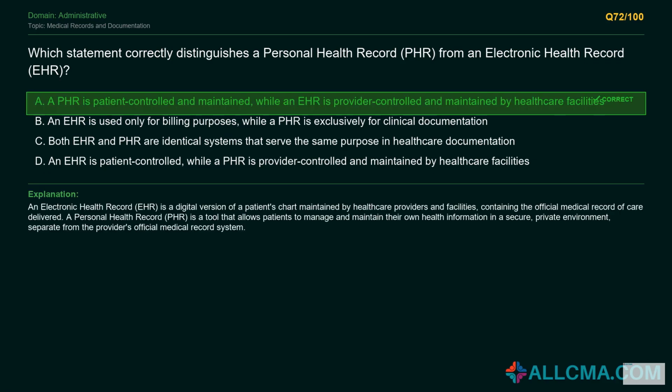The correct answer is A. An electronic health record, EHR, is a digital version of a patient's chart maintained by healthcare providers and facilities, containing the official medical record of care delivered. A personal health record, PHR, is a tool that allows patients to manage and maintain their own health information in a secure, private environment, separate from the provider's official medical record system.